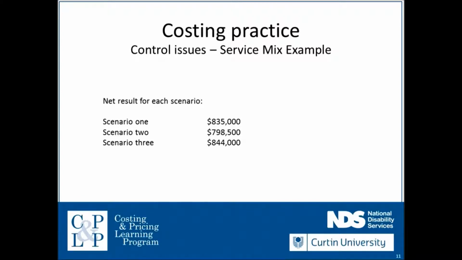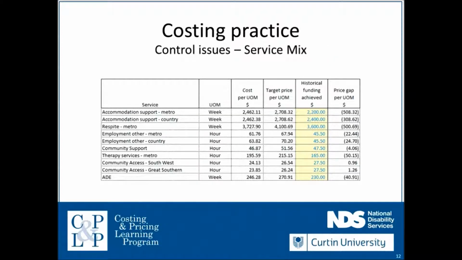Obviously, that target price gap is one part of your decision-making process. You need to compare that target price gap and, if you like, the optimum services that you can deliver, the optimum service mix, with your objects as a not-for-profit charitable organisation and what is best for your client at the end of the day as well. Let's just have a look at how that might look from a disability service organisation perspective.